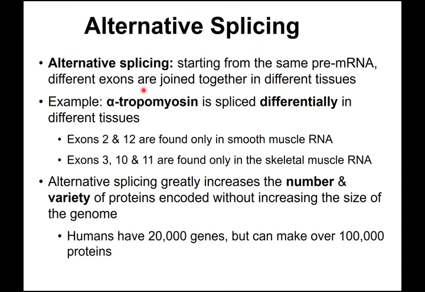And so for these reasons, what you have is what is called alternative splicing. One example here is alpha-tropomyosin. This is spliced in different ways depending on the type of muscle that you're talking about. There are three main types of muscles that you have.